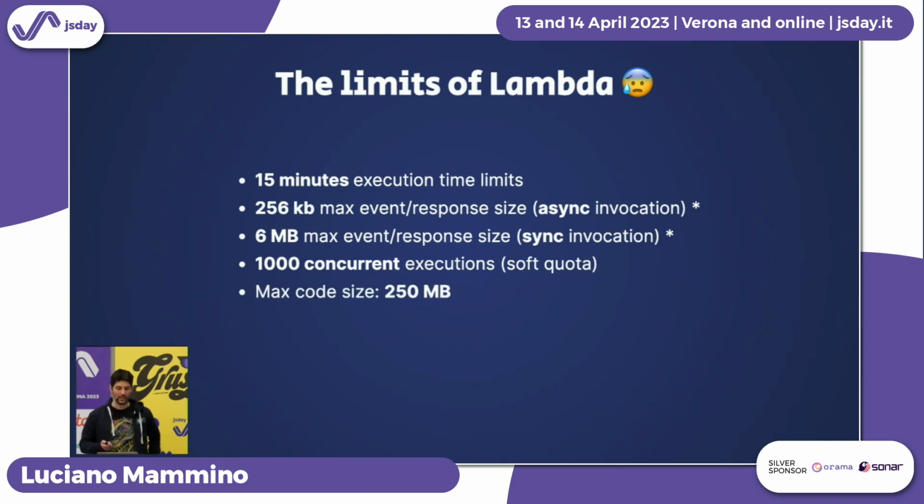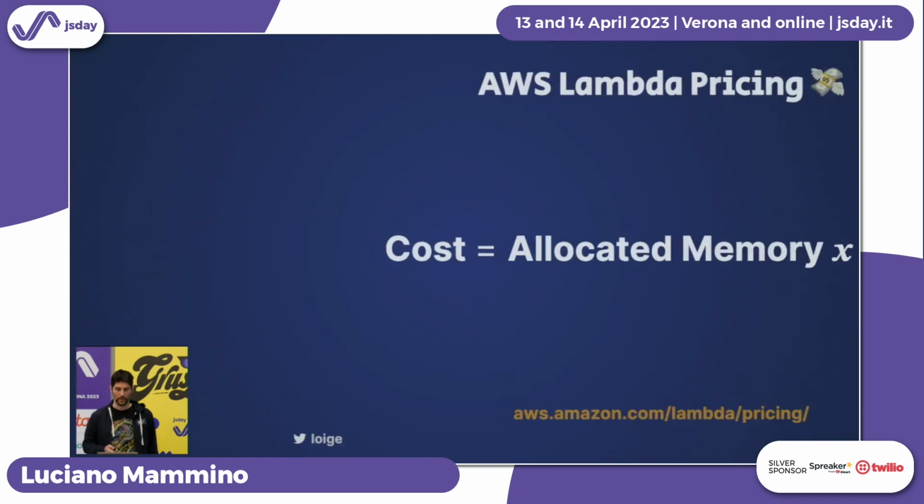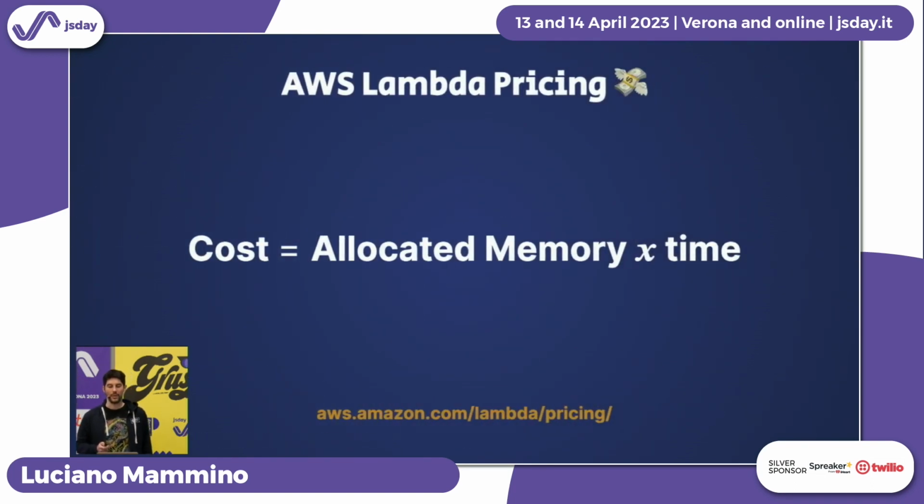And there is also a code size limit, and this is again just to encourage you not to build massive monolithic Lambdas and to limit the cold start as well. Now, there are more details there. If you want to check out all the limits, it is actually really interesting. There are some links there that you can check out if you want to understand a little bit more about them. Now, what about the pricing?